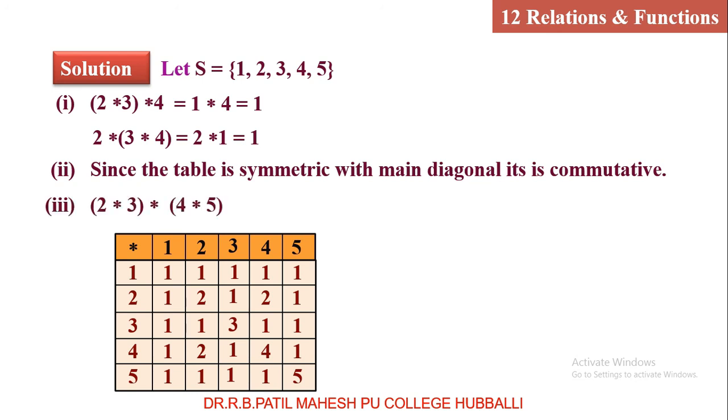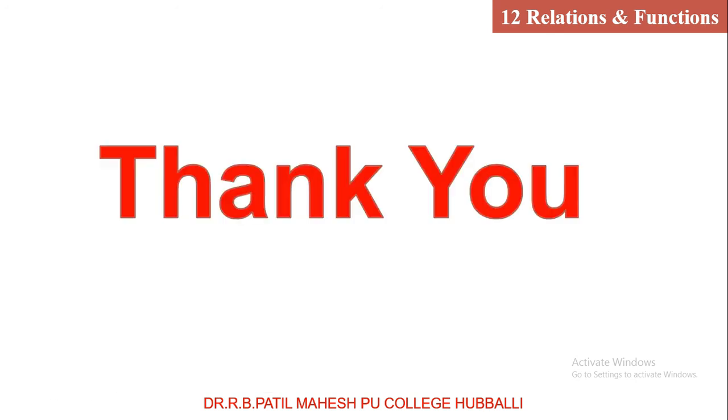Third question. (2 star 3) star (4 star 5). Find out 2 star 3. That is 1. 4 star 5 is also 1 from the table. Finally, 1 star 1 is equal to 1. Hence, we got all the answers for the questions 1 to 3. This is also a 2-mark question. Hope you understood this. Thank you, students.